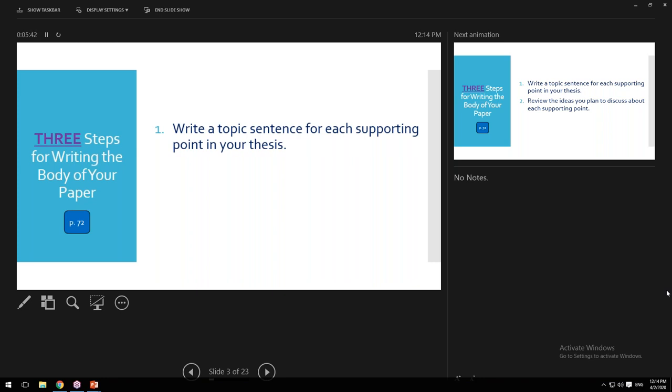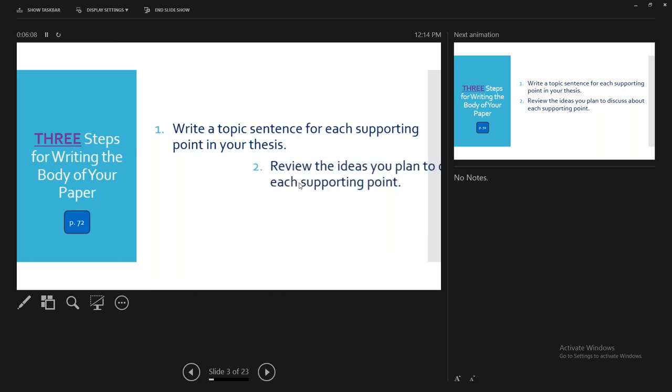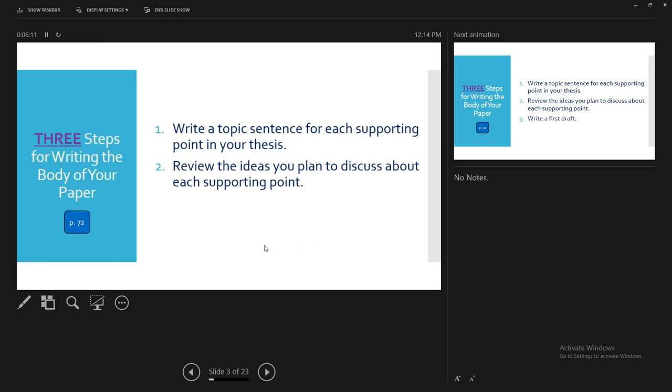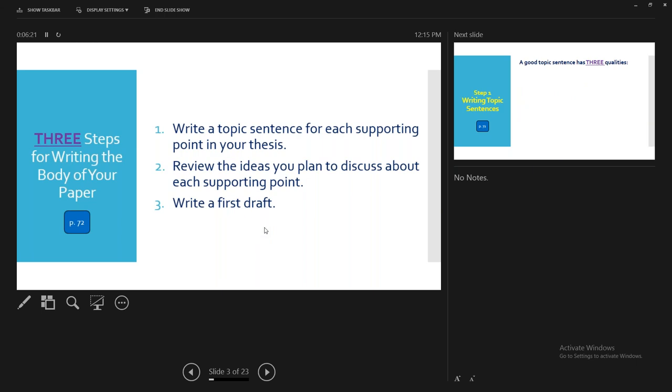Okay, thank you. The topic sentence presents the main idea of the paragraph. Okay. Thank you. So this is the first thing, a topic sentence for each supporting point in your thesis, and we'll come to it once we look at the example there. Second thing, or second step, is to review the ideas you plan to discuss about each supporting point. And the last one will be to write your first draft.